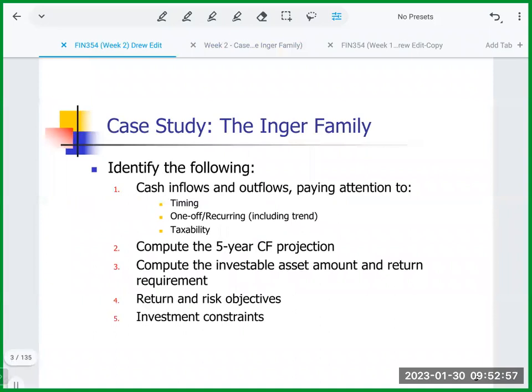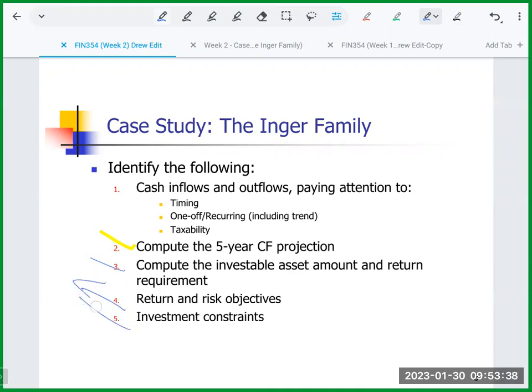And basically, the case study asks you to go through these 5 steps, right? So first of all, do the cash flow, identify the cash in and out, know whether it's recurring, taxability. They also ask you about the computation of the 5 years cash flow projection. At the same time, also the investable asset amount. I think we tried this the last time. I believe we calculated a few, I think once in the last lesson, how to do the investable asset amount, the risk and return objective, and the investment constraint.